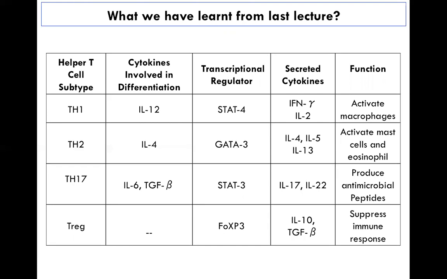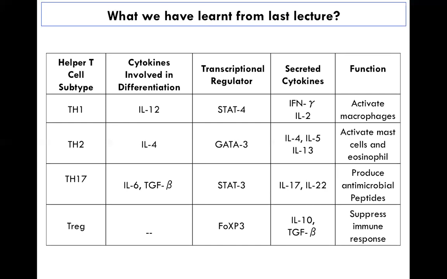As a result, they are involved in the production of certain kinds of cytokines. Th1 is involved in the production of IFN gamma and interleukin 2. In the case of Th2, it secretes cytokines such as IL-4, IL-5, and IL-13. Th17 is involved in the secretion of IL-17 and IL-22. And the last one, the T regulatory cells, secrete IL-10 and TGF beta.